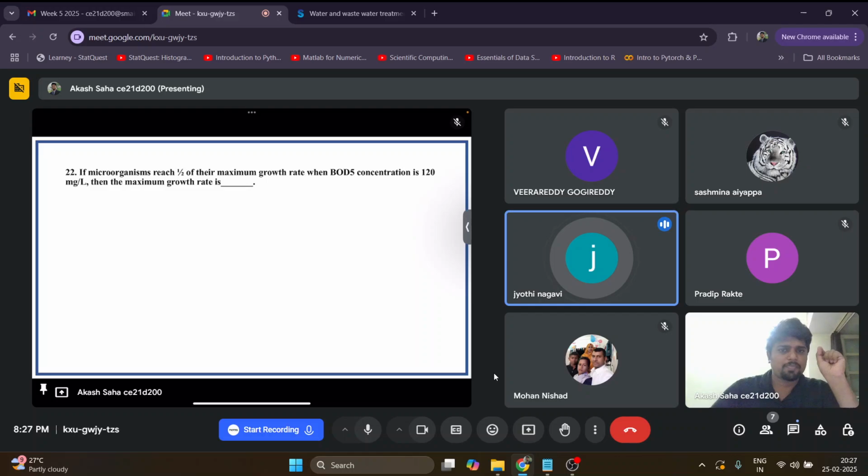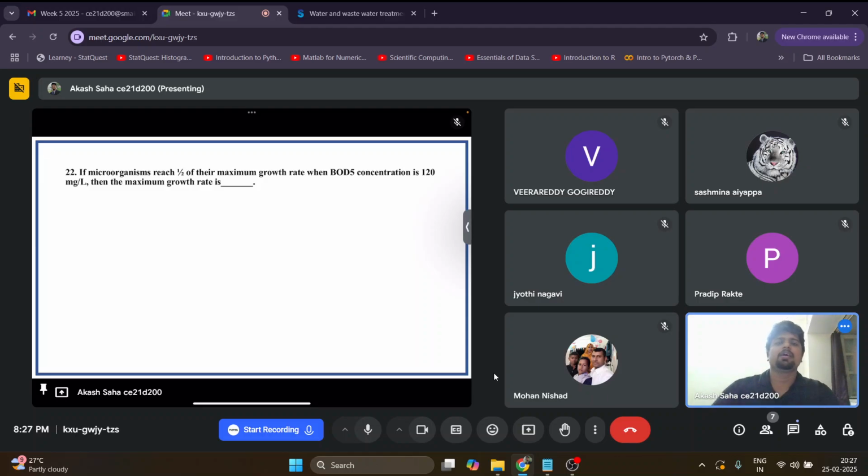Ks is given and mu max is asked. Very good, exactly. When half of the maximum growth rate is reached, the corresponding BOD concentration is what we call the half saturation constant. That is nothing but the Ks. So now we know that the Ks value is 120 milligram per liter. And what is the maximum growth rate? Maximum growth rate is nothing but the mu max.